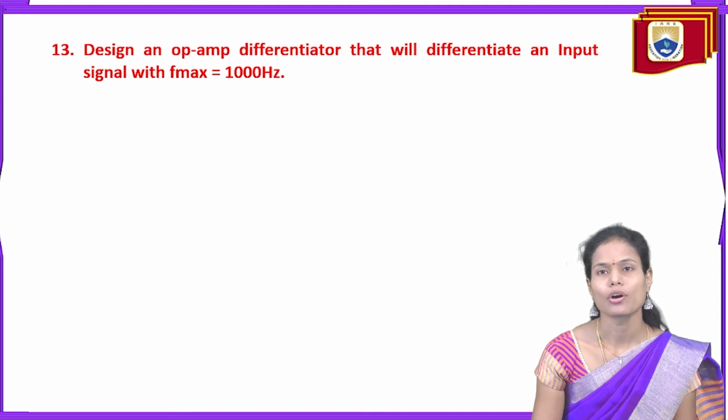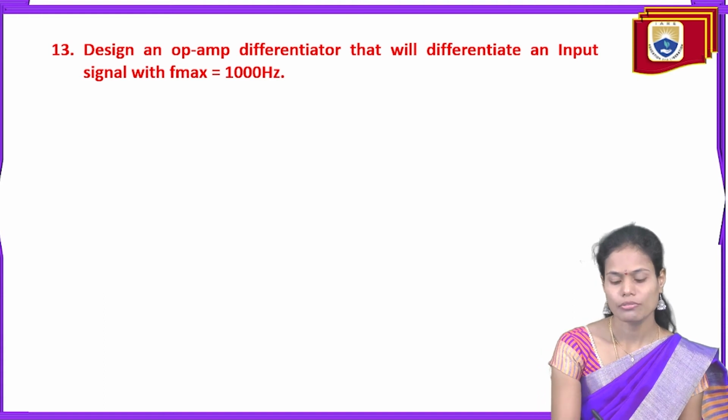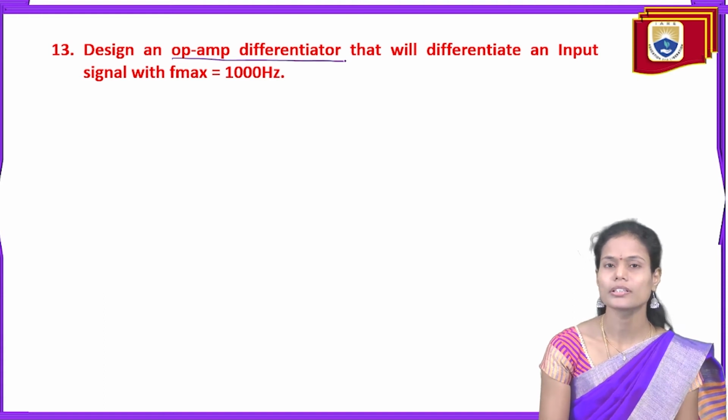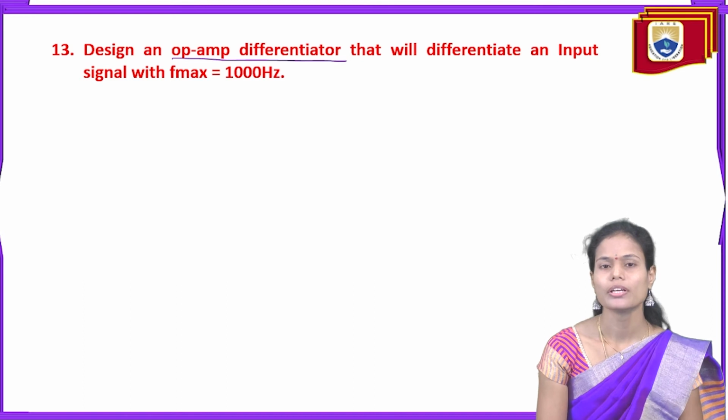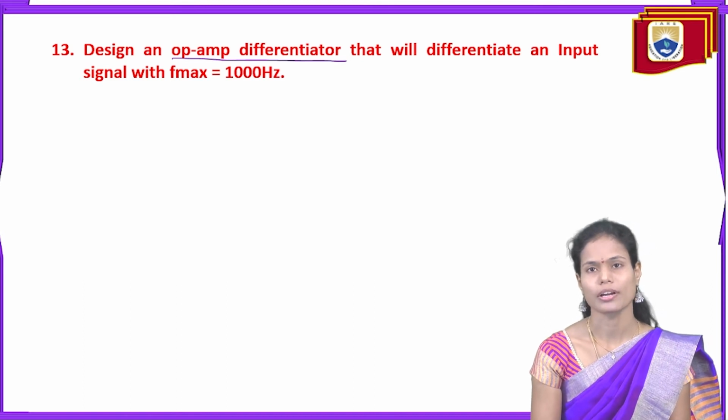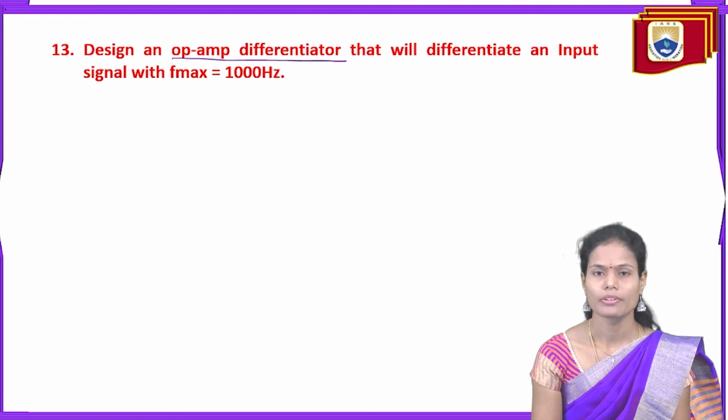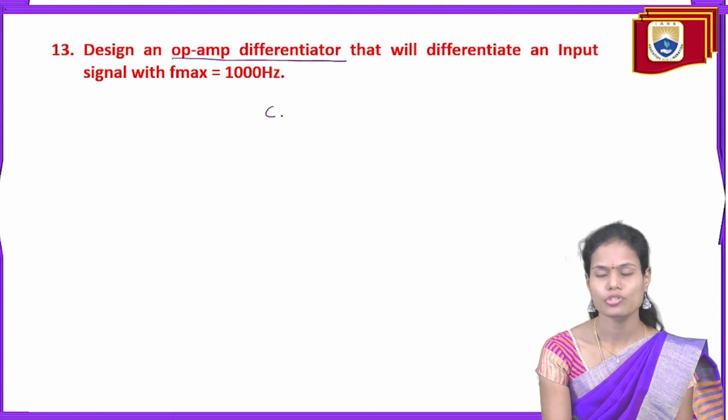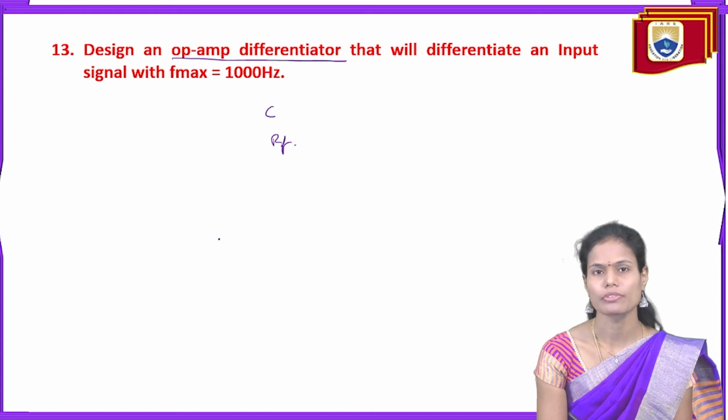And next, design an op-amp differentiator that will differentiate an input signal with f maximum of 1000 Hz here. So here also we need to draw the op-amp differentiator circuit with the f maximum of 1000 Hz. To design this type of differentiator, we need to find the capacitance value first and the RF value. Then we need to draw the circuit. And for the different input signals, how it provides the response, we need to explain clearly.